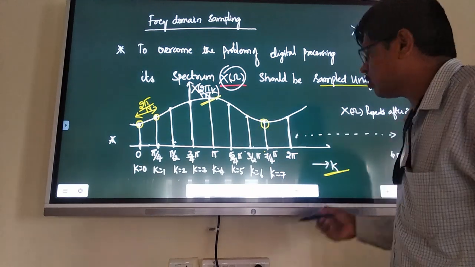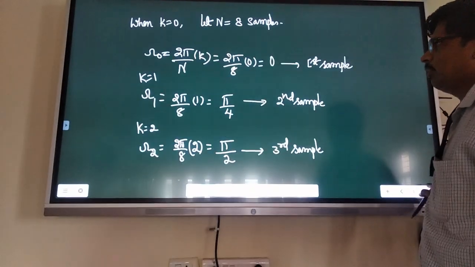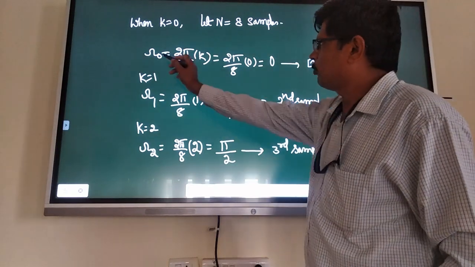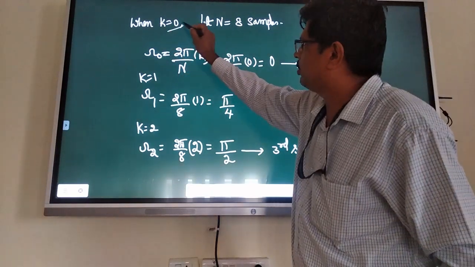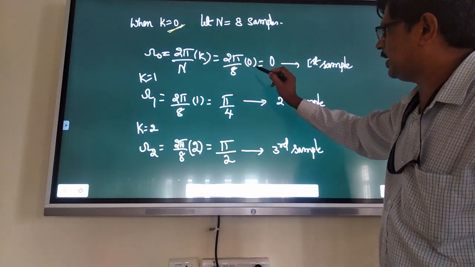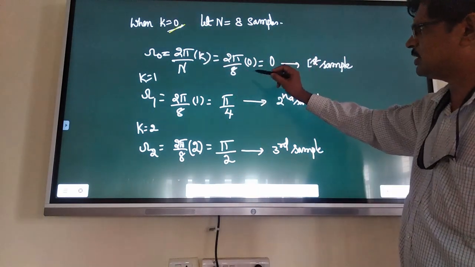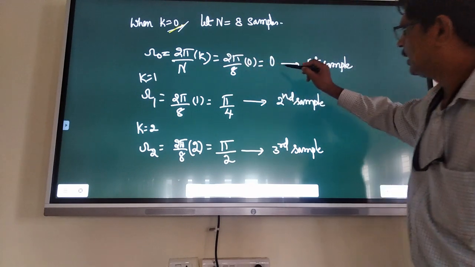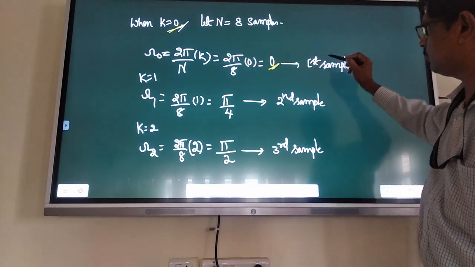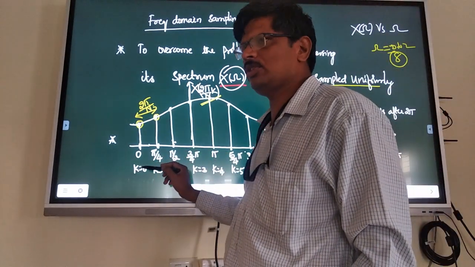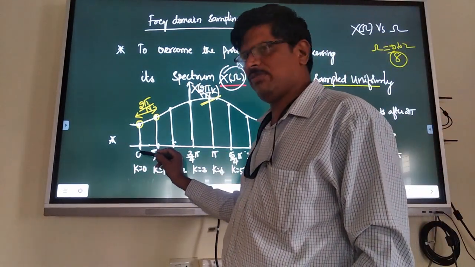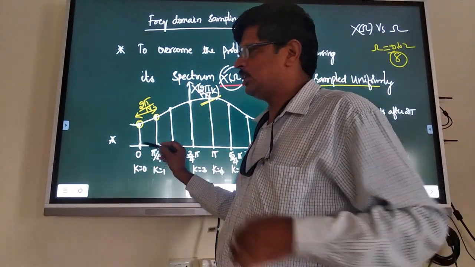7th sample. How? This is this. Now let us see that maths again. Omega naught is equal to 2 pi by n into k. Let's say k is equal to 0. K is equal to 0, 2 pi by 8 into 0 is equal to 0. That means when k is 0 and omega is equal to 0, you will get the first sample. When k is equal to 0, at the 0th frequency, you will get the first sample.